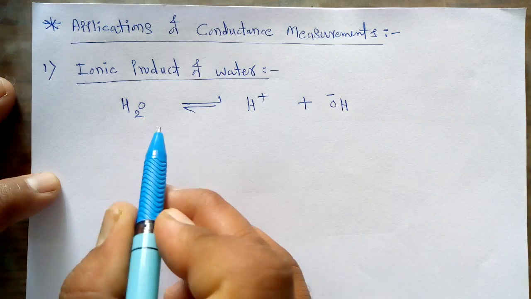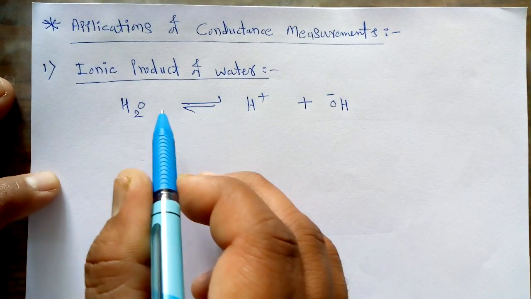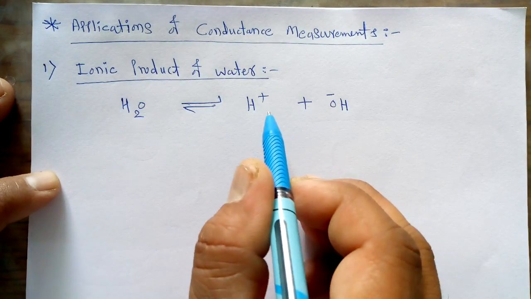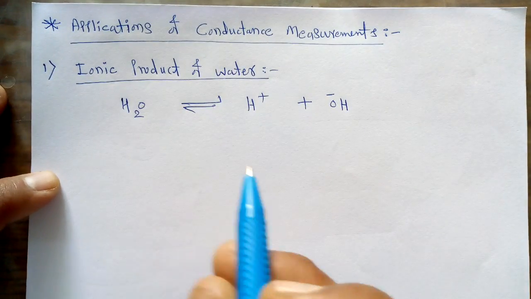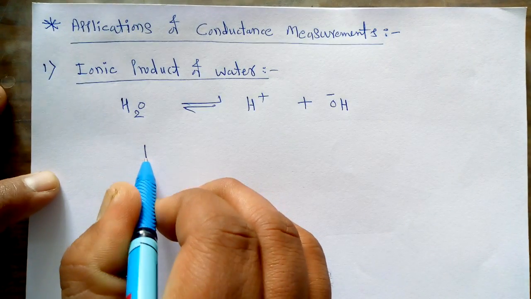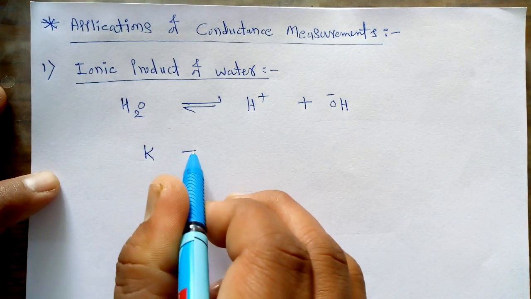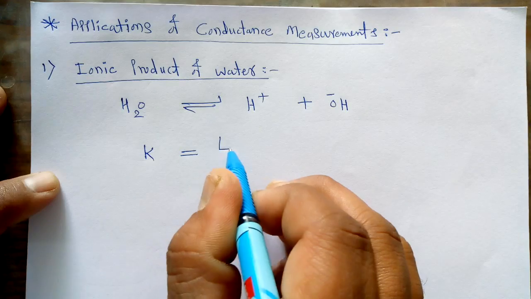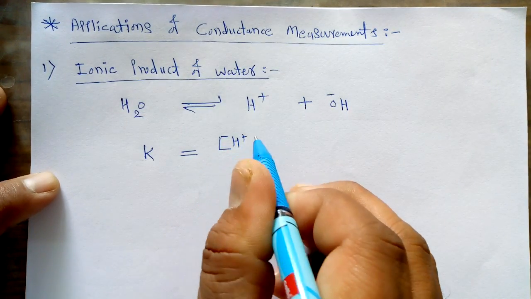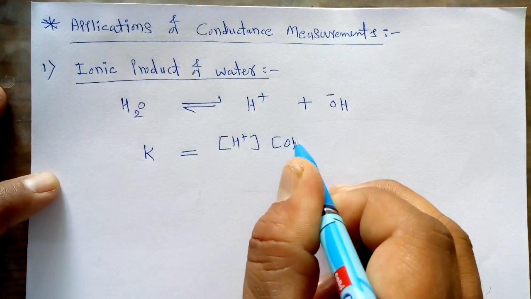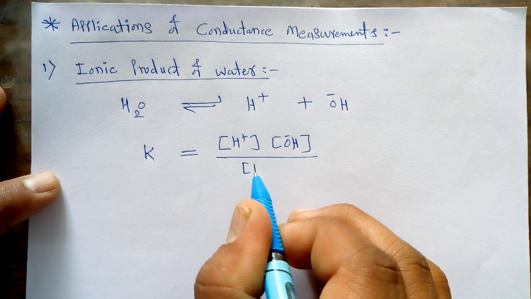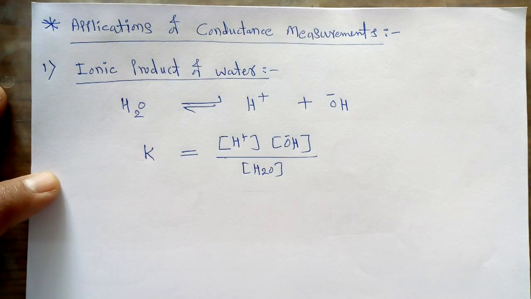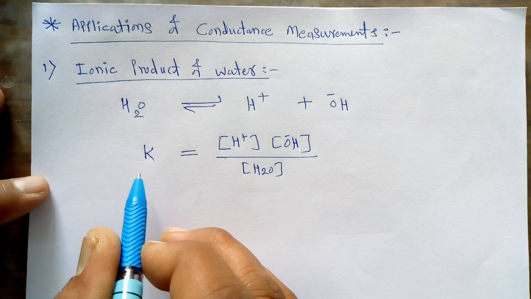Now there is an equilibrium between the undissociated water and the dissociated ions of water. For this equilibrium, the equilibrium constant K can be calculated as K is equal to the concentration of H plus ions into the concentration of OH minus ions, divided by the concentration of water. By using this simple relation, we may calculate the equilibrium constant. K stands for equilibrium constant.